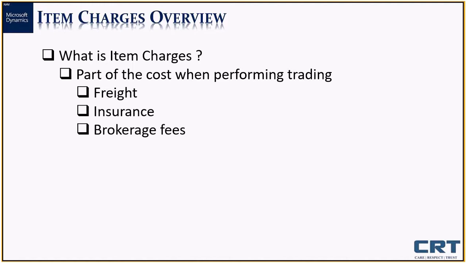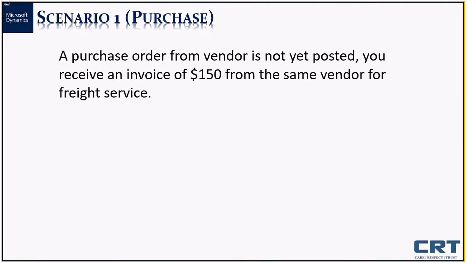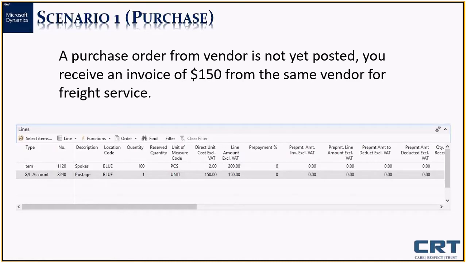Okay, so basically item charges are a record for the financial side, which does not affect any inventory quantity for that item. So let's see what scenario you have for the purchase. You have a purchase order from your vendor which is not yet posted, and you have received an invoice of 150 from the same vendor for the freight service. So what comes to your mind first? Is it some transaction like this, the item line and the GL line for the postage charges, the freight charges?